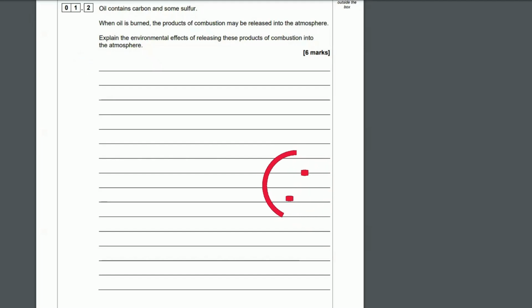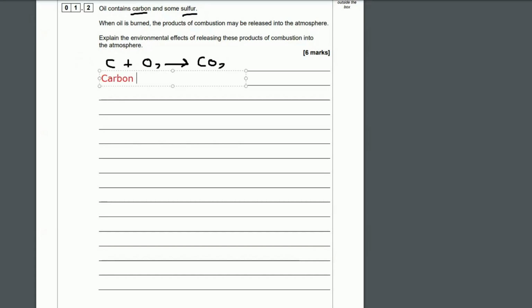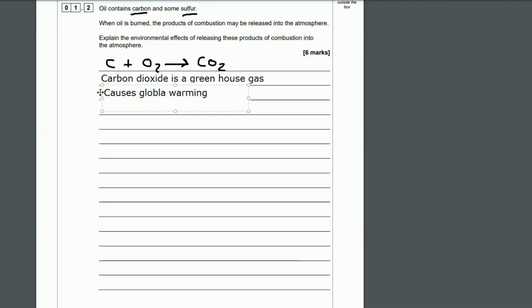Right, first of all, we can break this into 2 sections. Oil contains carbon and sulfur. So when it's burned, what will the carbon form? Think about it. Carbon plus oxygen. What's that going to make? It's going to make CO2. What do you remember about CO2? Well, carbon dioxide, first mark on the board, is a greenhouse gas. Let's just change the old color there because red is not suitable for everybody. So carbon dioxide is a greenhouse gas. What do greenhouse gases do to the environment? Causes global warming. What does that result in? That results in climate change.